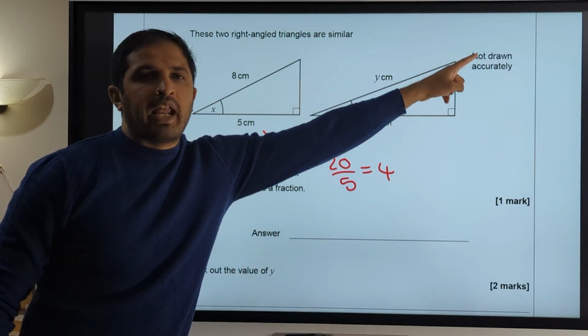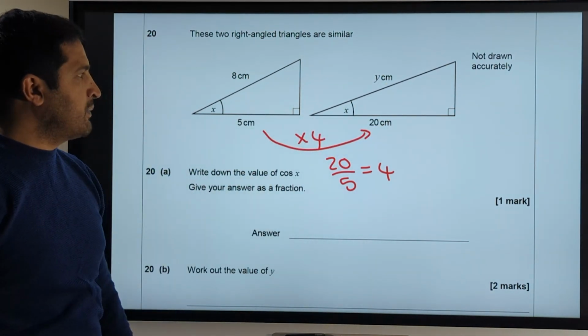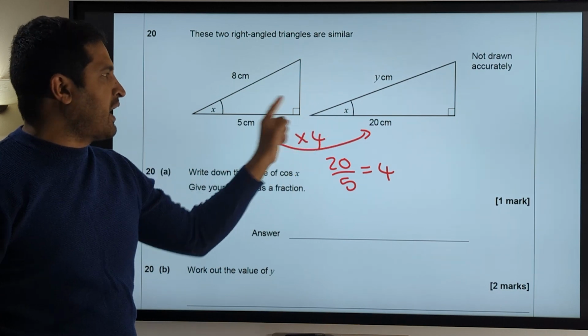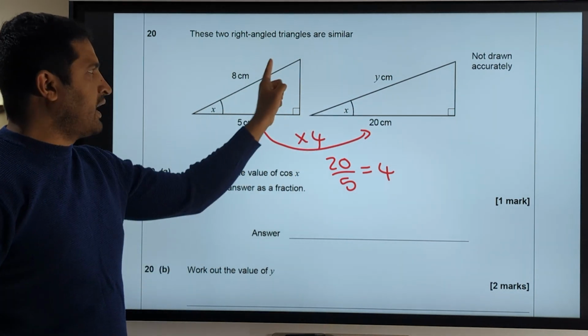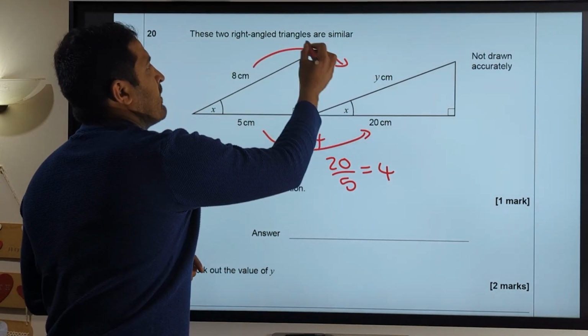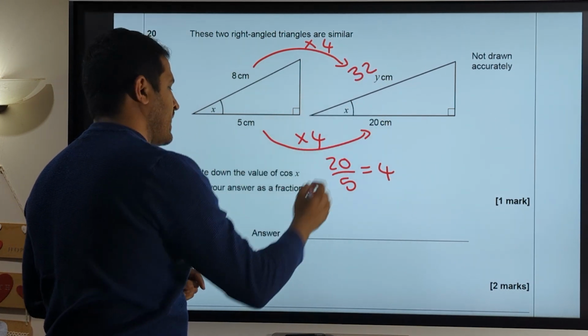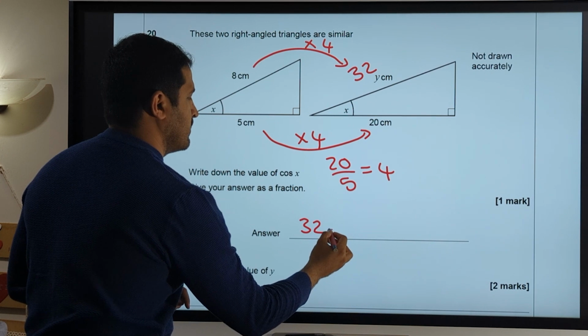They are not drawn accurately, okay, so that's something you need to keep in mind. So every single length on that triangle is 4 times bigger than this triangle. So if that's 8, we multiply that 8 by 4. That gives you 32. So the y has to be 32 centimeters.